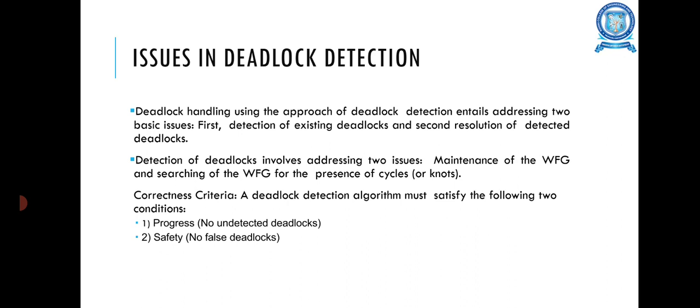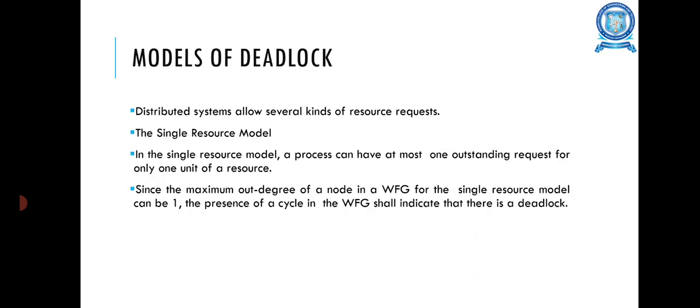Issues in deadlock detection. Deadlock handling using the approach of deadlock detection entails addressing two basic issues. First is detecting existing deadlocks, and second is resolution of detected deadlocks. Detection of deadlock involves addressing two issues: maintenance of the WFG and searching the WFG for the presence of cycles. The correctness criteria: the deadlock detection algorithm must satisfy two conditions. First is progress, second is safety. Progress means no undetected deadlocks, and safety means no false deadlocks.